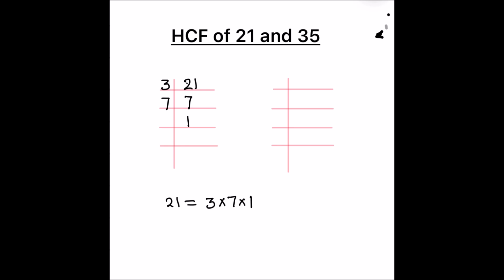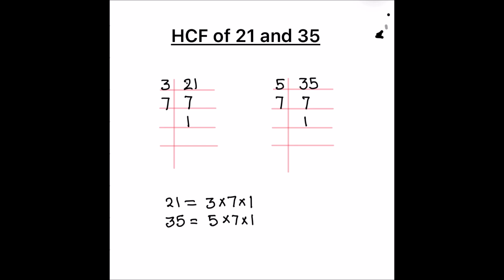Now let's find the factors of 35. 35 is also an odd number. It is not divisible by 2 or 3. It is divisible by 5. 5 times 7 is 35 and 7 is a prime number. It is only divisible by 7. 7 times 1 is 7. So the factors of 35 will be 5 times 7 times 1.